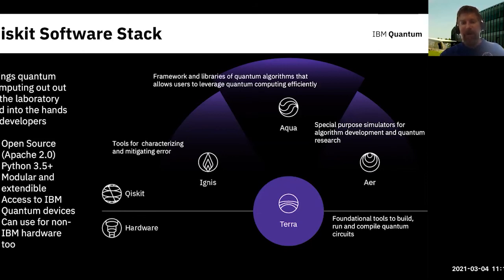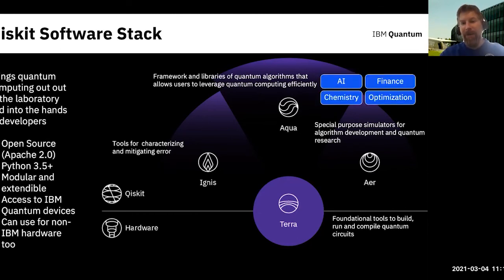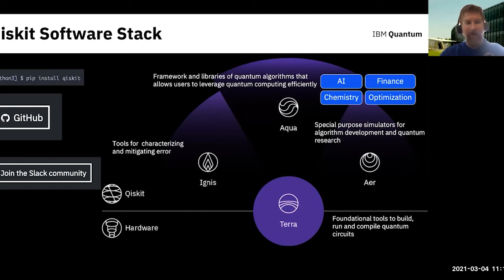And then Aqua is pretty much our very high level, which is basically meant for domain level experts to run applications in AI, chemistry, finance, or optimization without really having to know much about quantum computing. We have community. We're on Slack, GitHub. I think we're on Stack Exchange as well. You can pip install us.